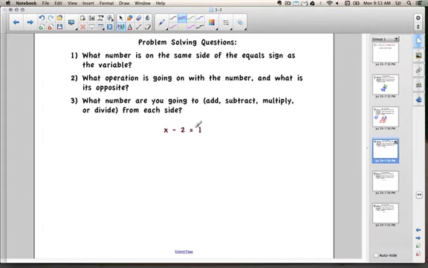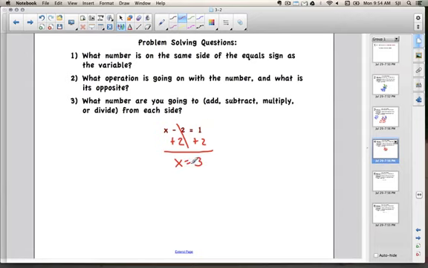Here's our equation. X minus 2 equals 1. What number is on the same side of the equal sign with the variable? 2 is on the same side. What operation is going on and what is its opposite? Well, we're subtracting, so the opposite of that is addition. What number are you going to add, subtract, multiply, or divide from both sides? That means that you're going to add 2 to both sides. Minus 2 plus 2 ends up canceling out. We end up getting 0. So the only thing left on the left side of the equal sign is x. And now we have 1 plus 2 is 3.